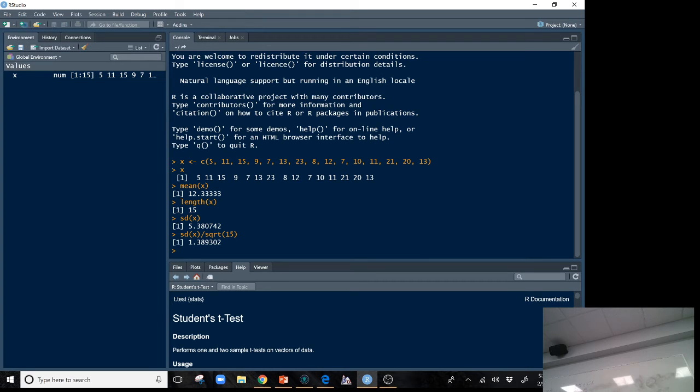So our confidence interval would be our best guess, 12.3333, plus or minus 1.761, that critical value, times standard error. So we can actually type that in here. Oh, watch. Mean of x minus 1.761 times SD of x divided by square root of 15.